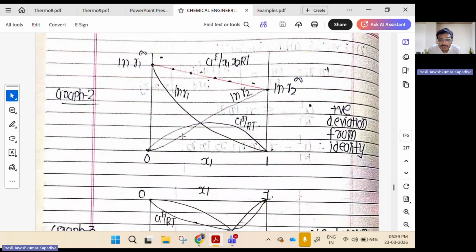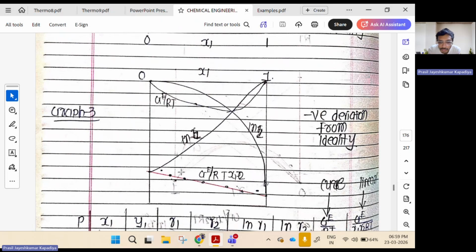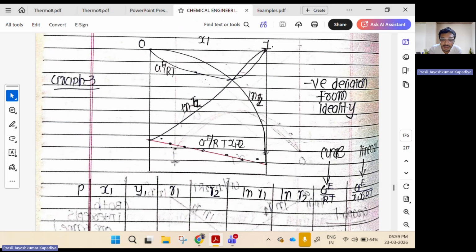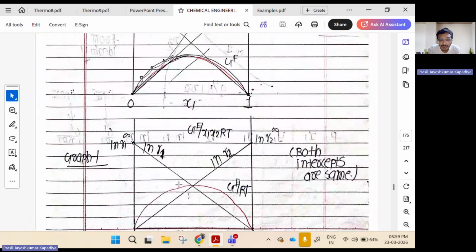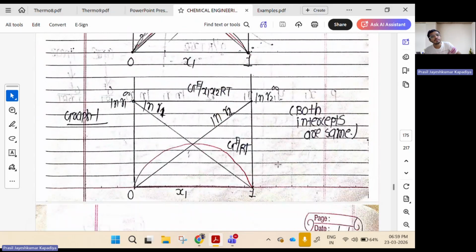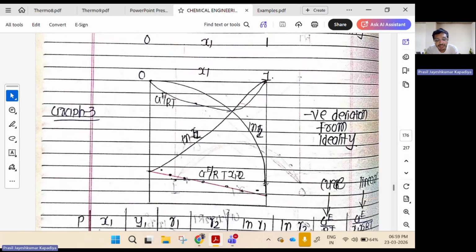See, when I am dealing with positive deviation from Raoult's law, the intercepts will differ. And when I am dealing with negative deviation, it will be on the lower side. So we find that when I am plotting GE by RT versus x1, it is a curve. But when I am plotting GE by x1 x2 RT, it is a straight line. You see here, similarly, GE by RT is a curve, but GE by x1 x2 RT is a straight line. This is positive and this is negative deviation.